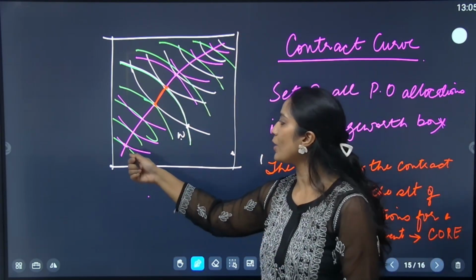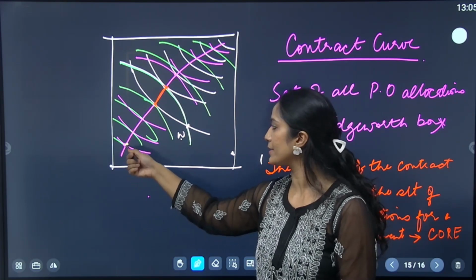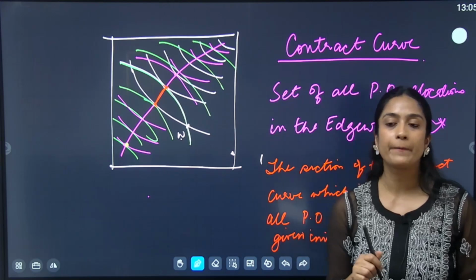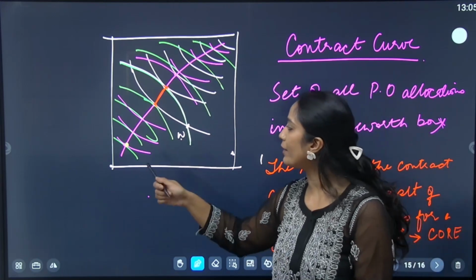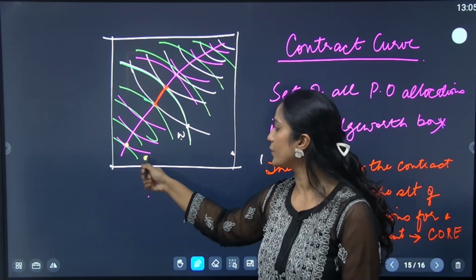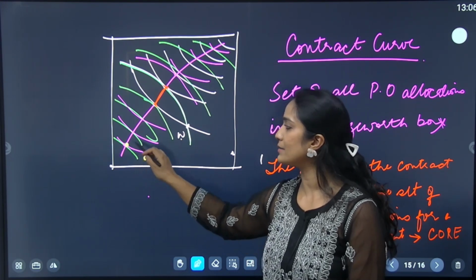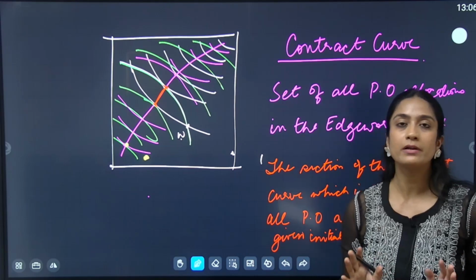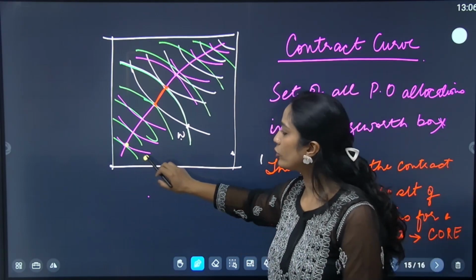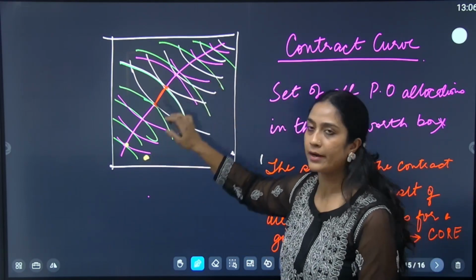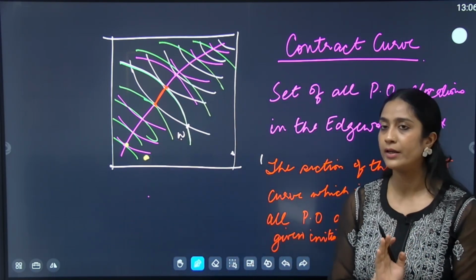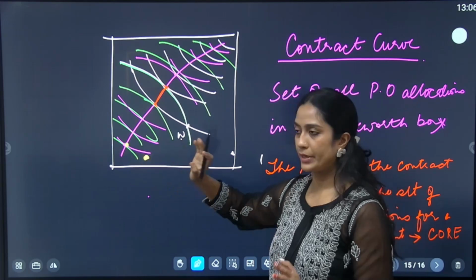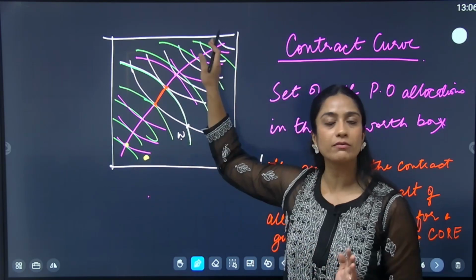Now look, if you have an intersection over here between the two ICs, you cannot have an intersection over here, because for an intersection over here, you will require the ICs to cross each other. So this will not be possible, okay? So if it happens here, it will not happen here. All the Pareto optimal allocations will lie on this curve, because the tangencies will happen along this curve only.